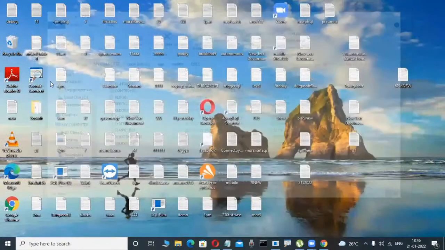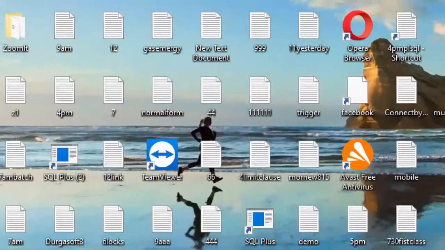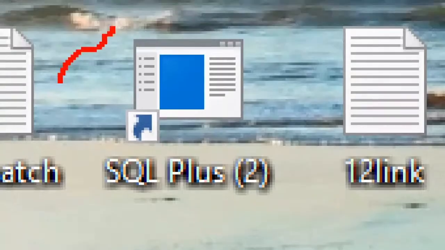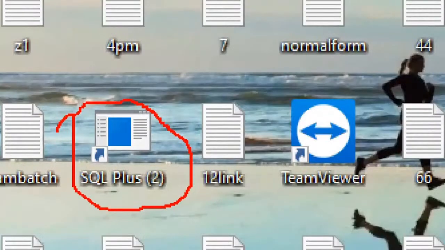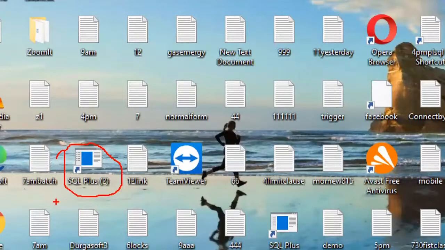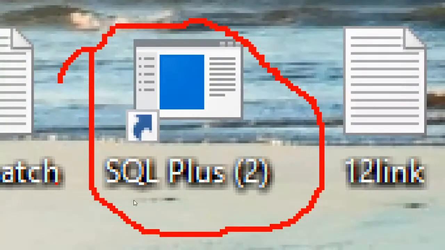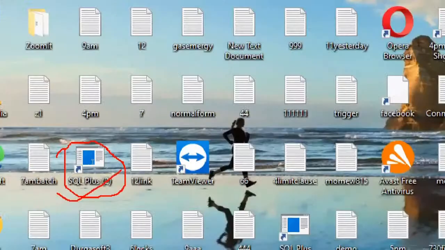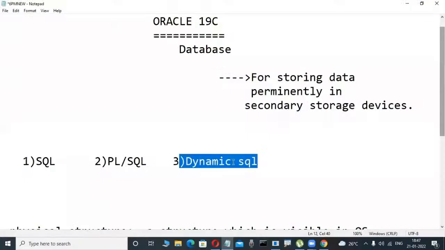Suppose on my screen only, did anybody observe this? What is this one? I'm installing Oracle. What is this one? SQL Plus is there. SQL is a language, you have an idea. Okay, fine. PL/SQL is a language, some coding is there. Dynamic SQL is a language. Daily we are writing coding.